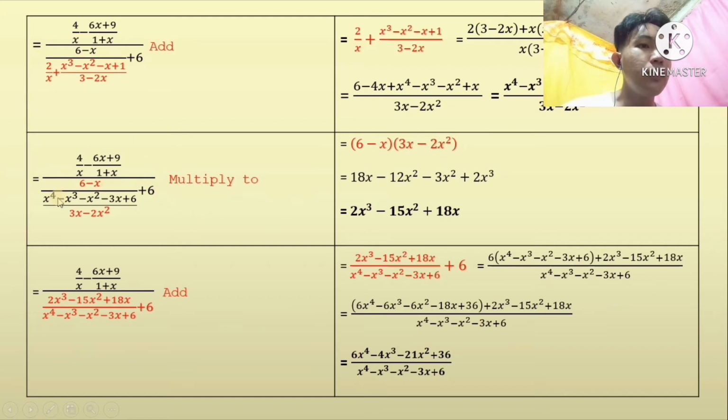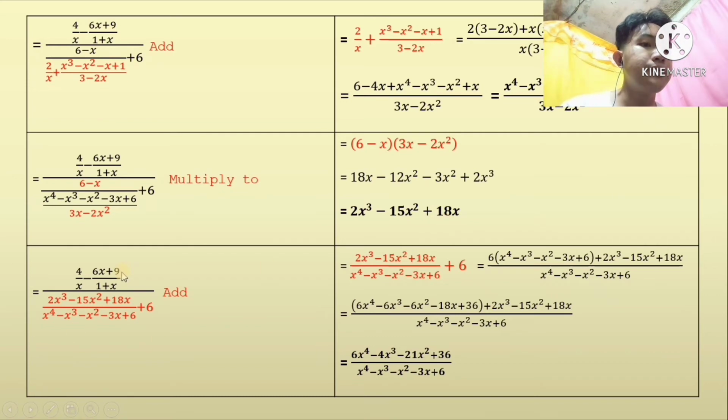So copy, our equation will be like this. So multiply 6 minus x to 3x minus 2x squared. So distribute. So our equation will be 18x minus 12x raised to 2 minus 3x raised to 2 plus 2x raised to 3. So combine like terms. So our equation will be 2x cubed minus 15x squared plus 18x.